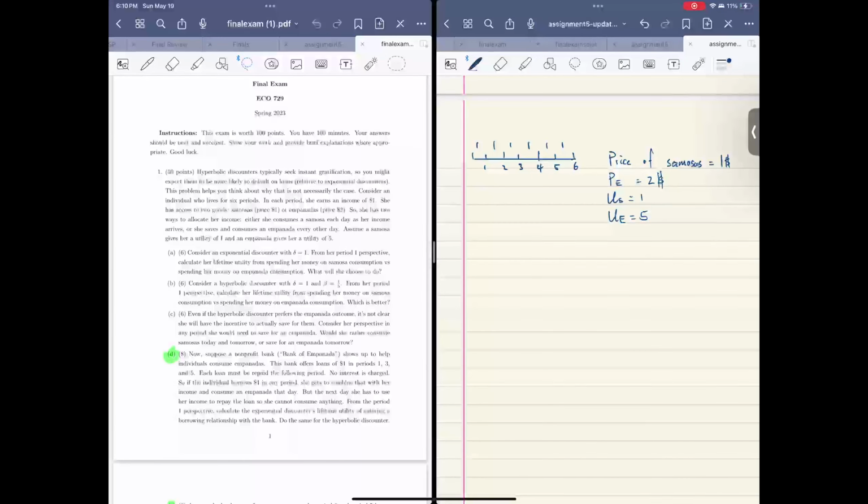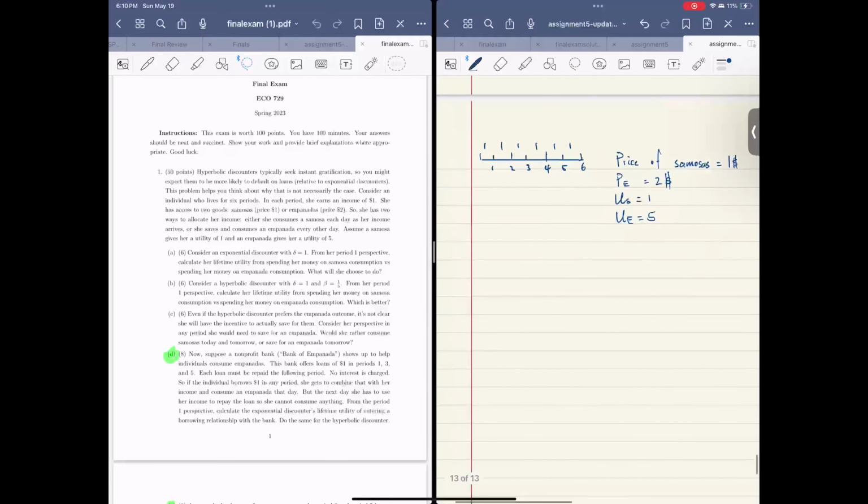Consider an exponential discounter with delta equals 1. From her period 1's perspective, calculate her lifetime utility from spending her money on samosa consumption versus spending her money on empanada consumption. What will she choose to do? Okay, in this case, let's draw a table.